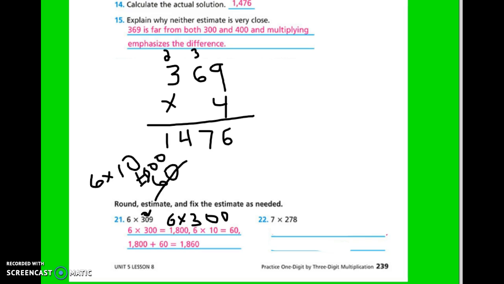So in this lesson we learned about 3-digit by 1-digit multiplication, and we also learned about rounding and estimating to the tens and the hundreds place.